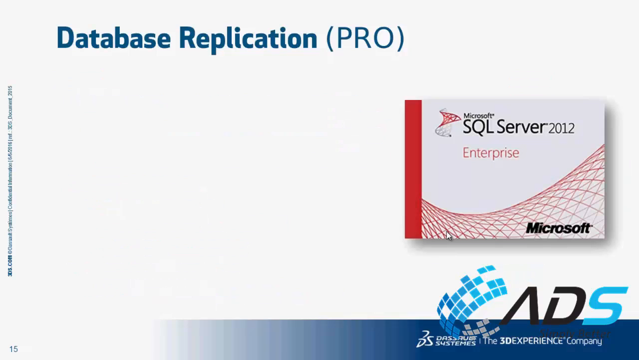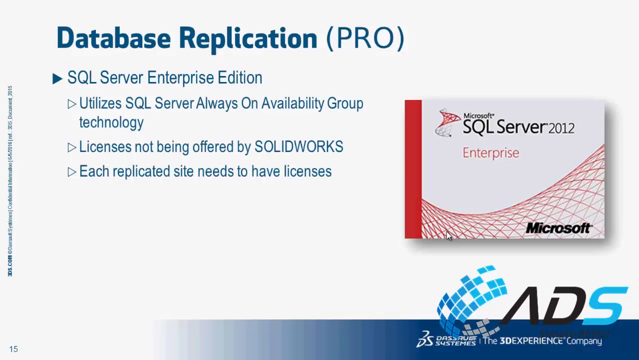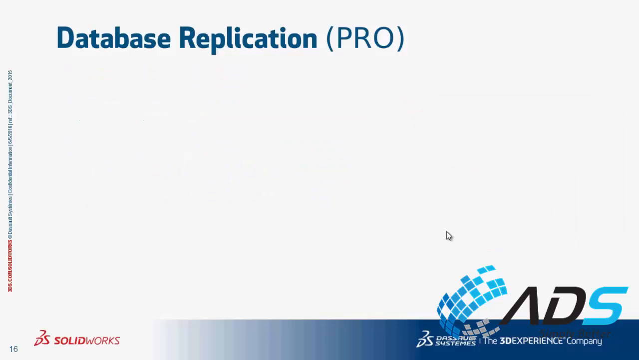It does require SQL Server Enterprise Edition because it uses the Always On availability group technology that's built in. The licenses are not being offered by SOLIDWORKS; they're just too expensive by the time we would buy them from Microsoft and resell them to the VARs, and so on. The customers could get them much cheaper by buying them on their own from their Microsoft supplier. Each site does need to have its own license for SQL Enterprise, and it's only offered under the core model, so they have to license it per core. There's not a CAL license for it.